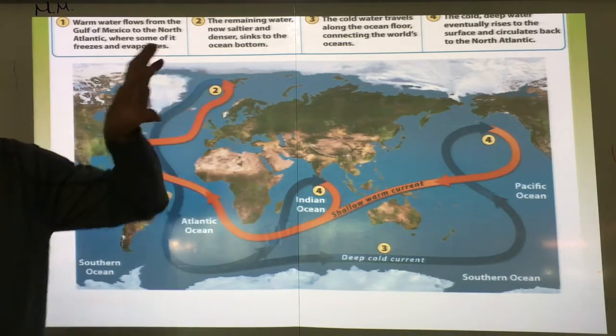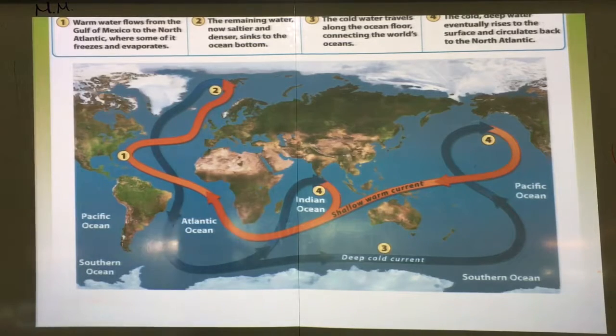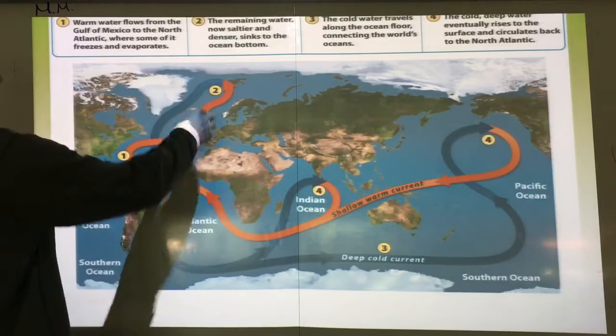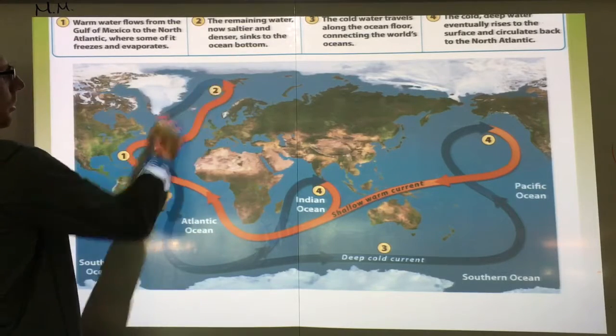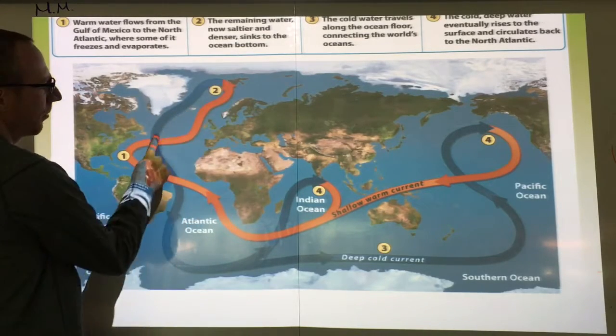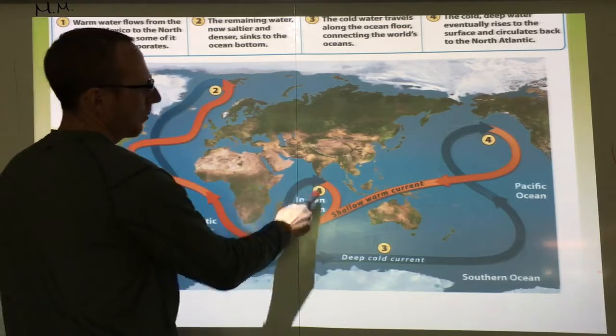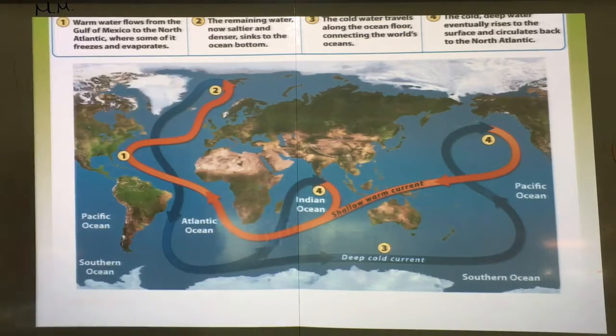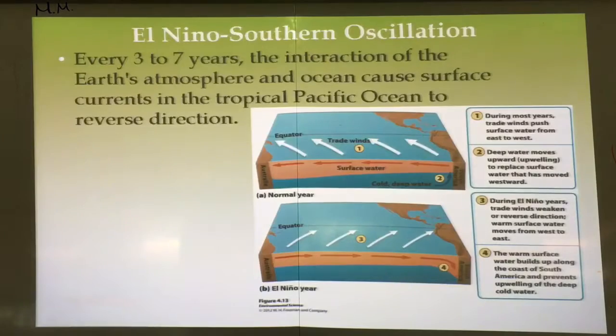The higher the concentration of salt, the more dense the water is, and obviously more dense things sink. So cold, salty water sinks here. The blue arrows, no longer are we on the surface, we dip down below the surface, and we provide a huge thermohaline circulation, temperature and salinity.